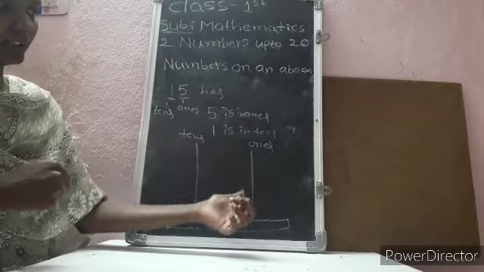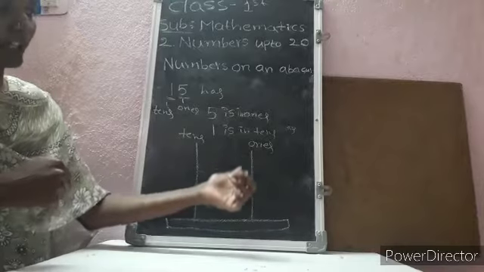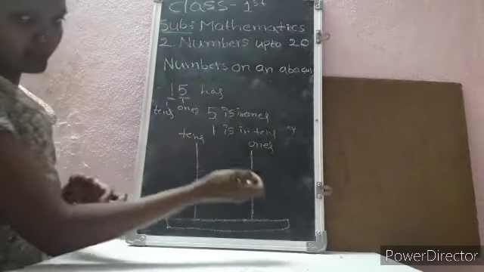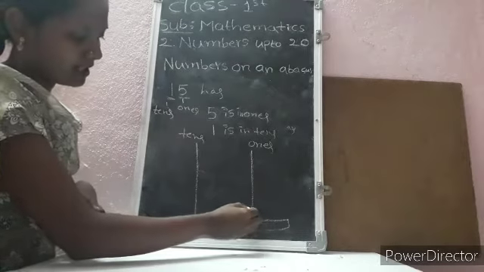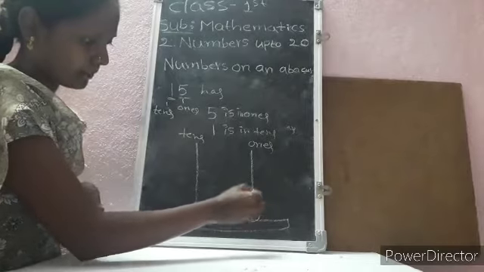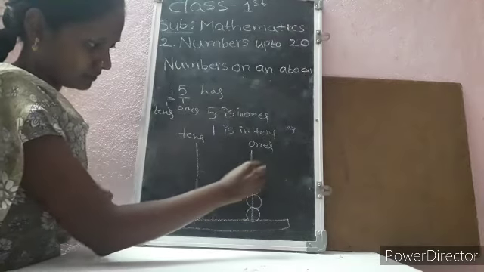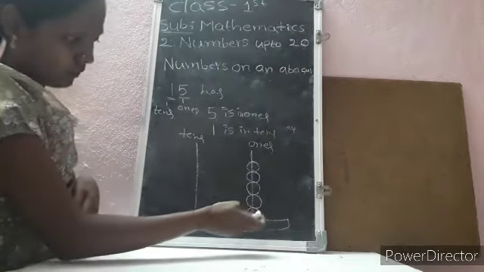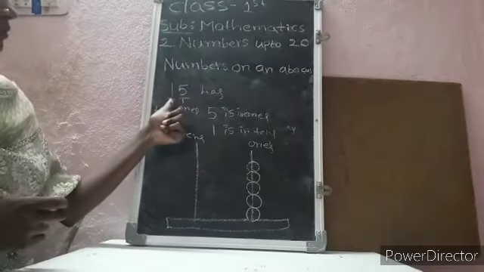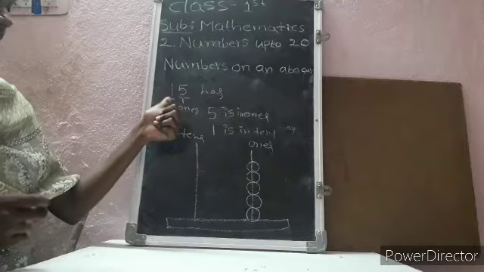Draw them on the 1 spike. This is the 1 spike because this is the right side. So we draw the 5 beads on the 1 spike. 1, 2, 3, 4, 5. 5 beads. Next move to the left side, the number in the tens place.